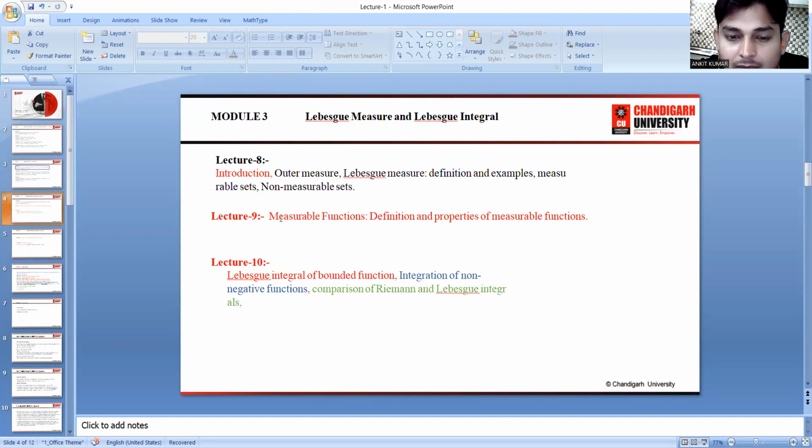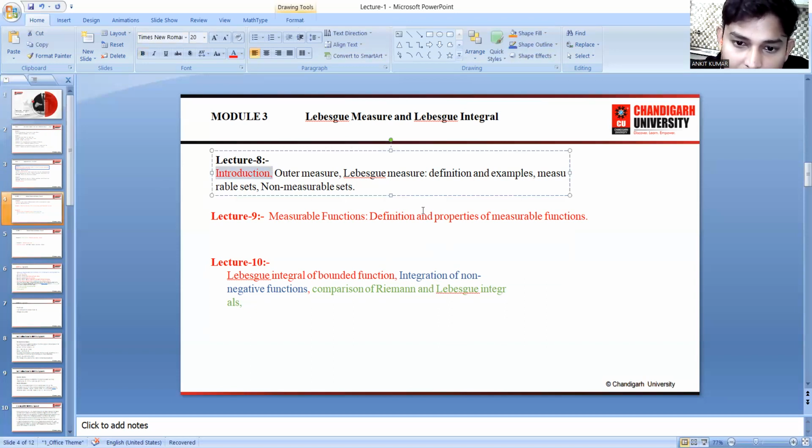And after that, we will cover the Lebesgue measure and Lebesgue integral. So, the introduction: what is the Lebesgue integral, what is the Lebesgue measure, definitions and examples, measurable sets, non-measurable sets, what is the main criteria, what is the integral. In the introduction part, I will cover the definitions and most important examples, and what is the outer measure, what is the inner measure, what is the length of an interval, what is a partition, what is the integral, what is the Lebesgue integral. There are many primary concepts which we will cover in the introductory part of the Lebesgue measure, because various terminologies are used in Lebesgue measure.